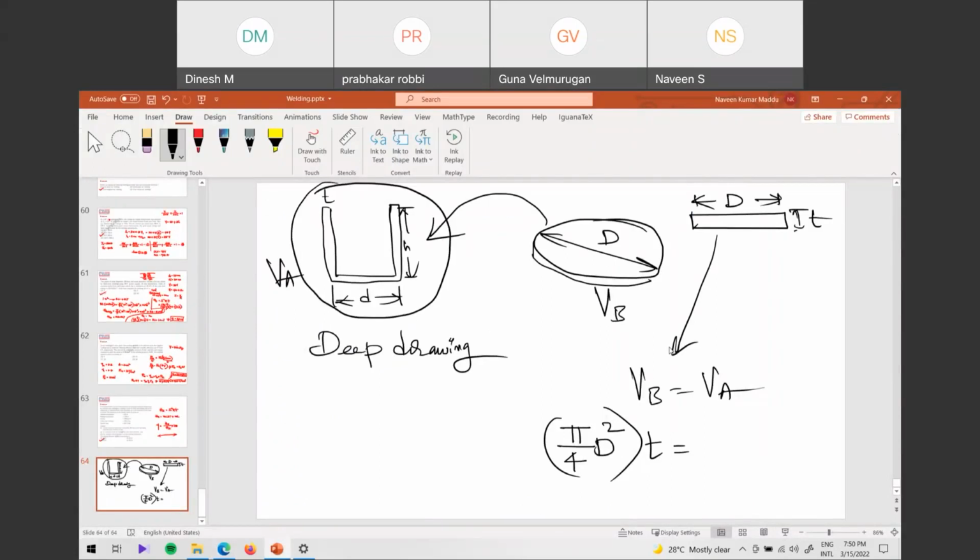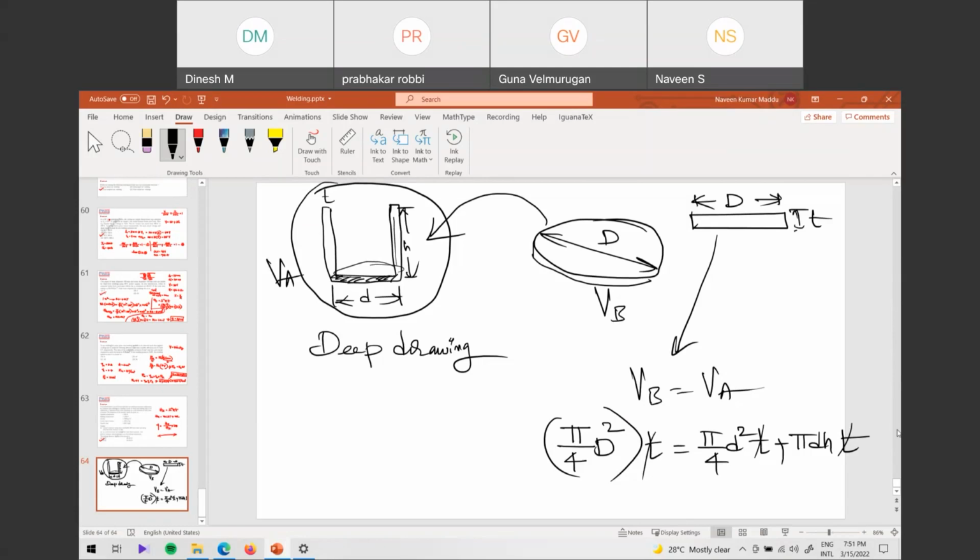What is volume after this? It's nothing but this small cross sectional area. First we'll do this cross sectional area. What is that? Pi by 4 small d square into T, plus circumference, pi d into h into t, will give you the total. So t gets cancelled.